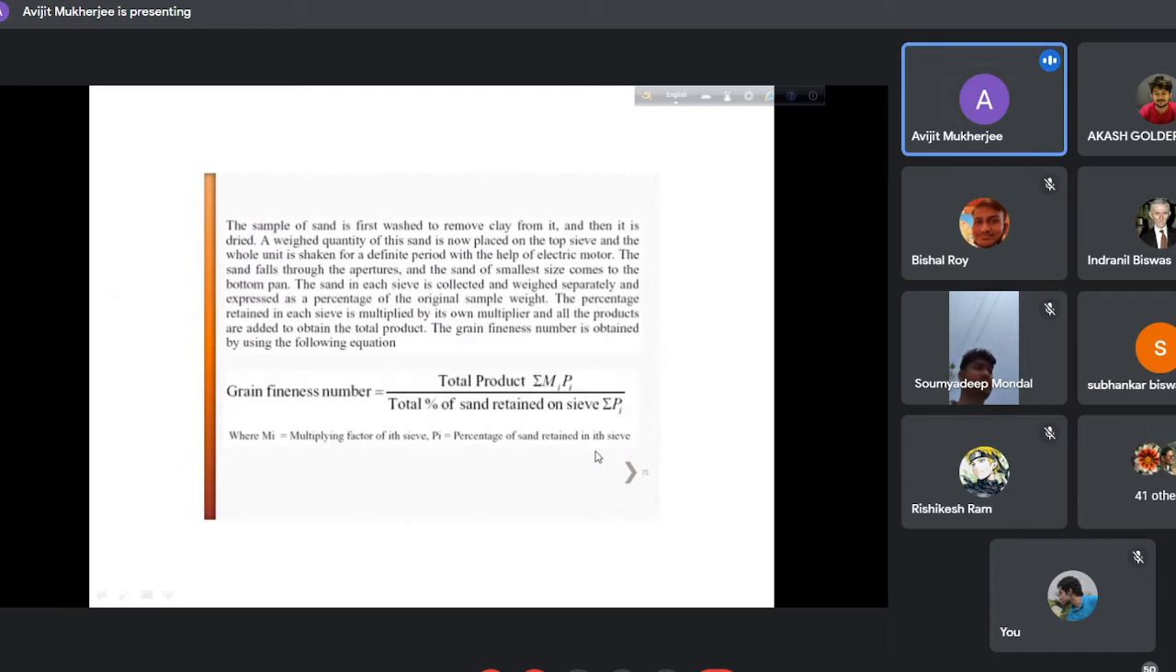Okay, so now this is the procedure. The sample of sand is first washed to remove clay. This is important because again I shall ask you something. So this is washed to remove clay from it, and then it is dried. So a weighed quantity of this sand is now placed on the top sieve, and the whole unit is shaken for a definite period, mainly 15 minutes, with some vibrator, electric motor, sieve shaker.